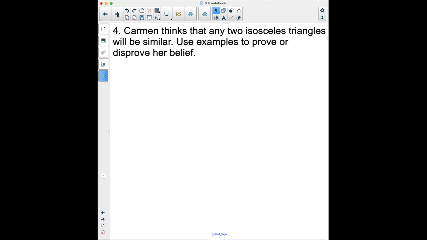All right, let's continue. So Carmen thinks any two isosceles triangles would be similar. Use examples to prove or disprove her belief. So first we should address the question of what is an isosceles triangle. That is where we have two sides and two angles that are the same. So isosceles triangles, two sides and two angles are the same.